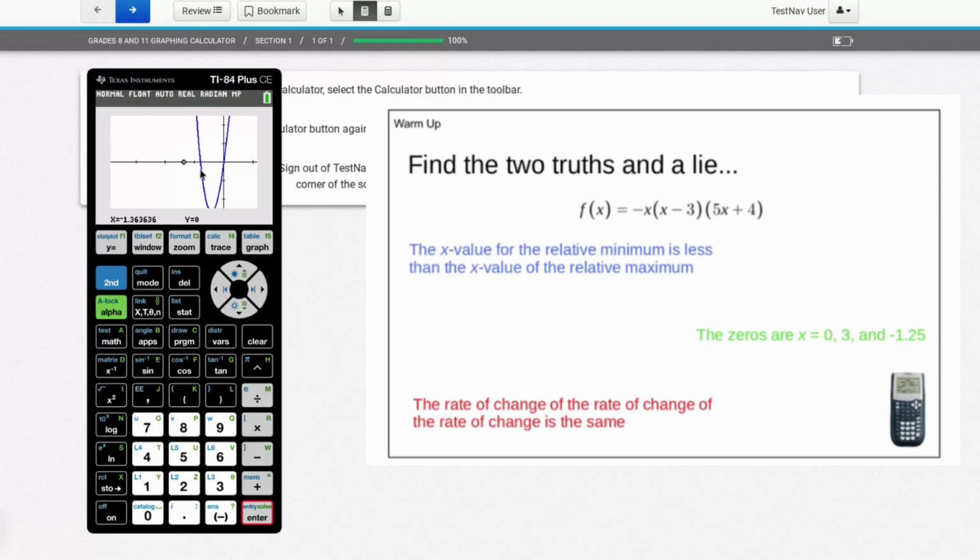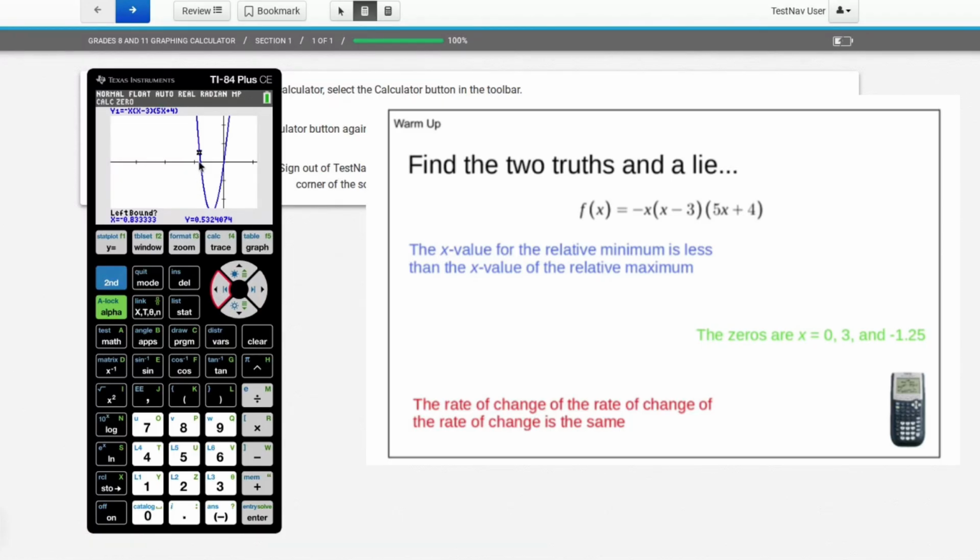There is another 0 that lives right there. The way you find a 0 wherever it crosses the x-axis is you hit second, calc, 0. You can hit 2, or you can go down to 2 and hit enter. We're going to move our left cursor until we see it go to the left of our 0. I'm going too far, aren't I? Oh my gosh. Where's my cursor? There you are.